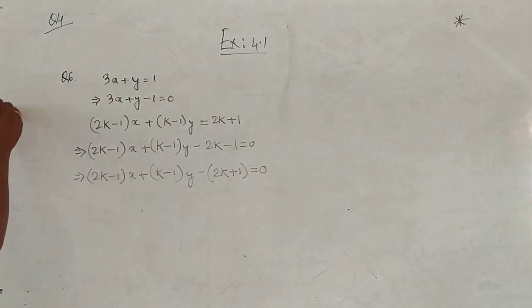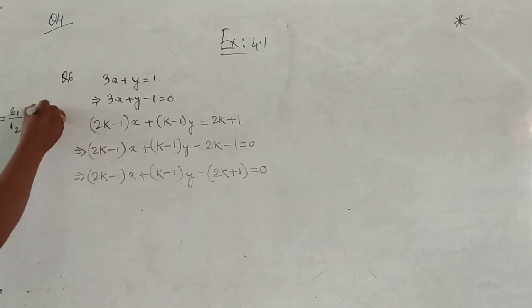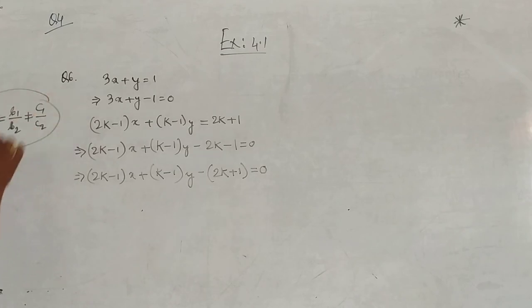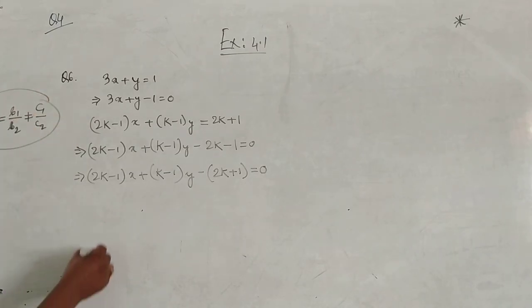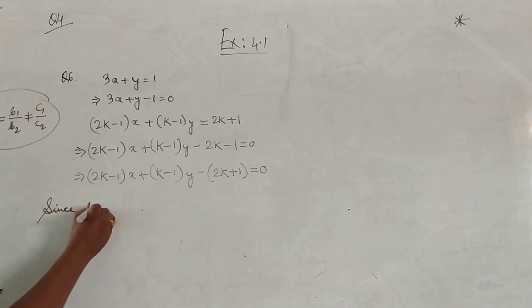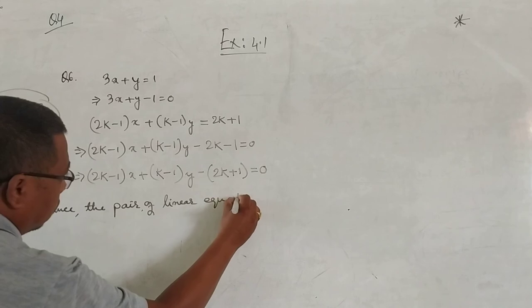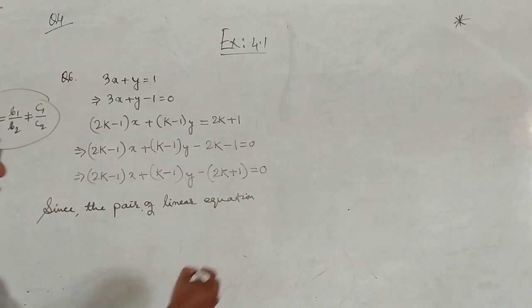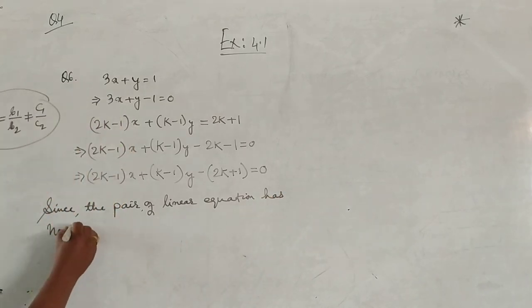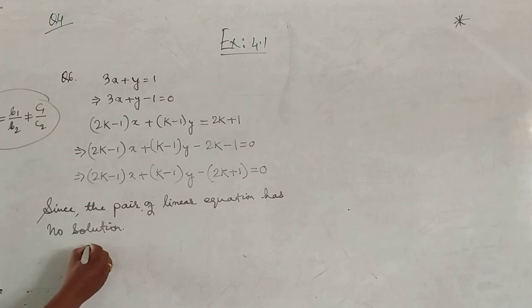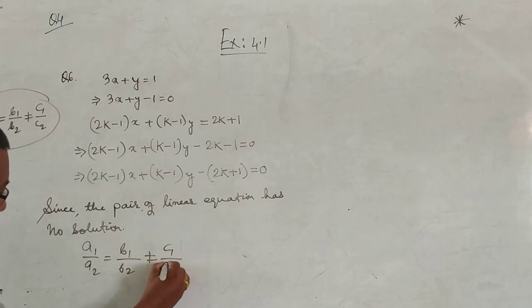For no solution, the ratio is A1 by A2 equal to B1 by B2, but not equal to C1 by C2. This is the relation, so we apply it here. If you understand, I don't write the values of A1, A2, I write directly. Since the pair of linear equations has no solution, the relation is A1 by A2 equal to B1 by B2, but not equal to C1 by C2.